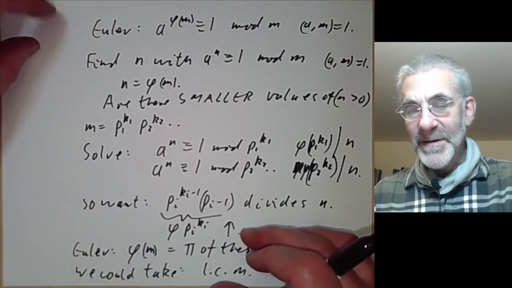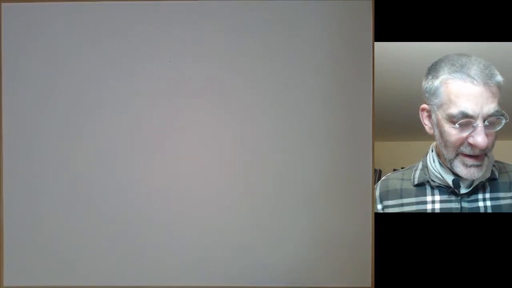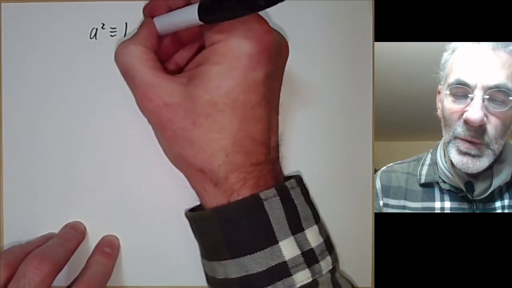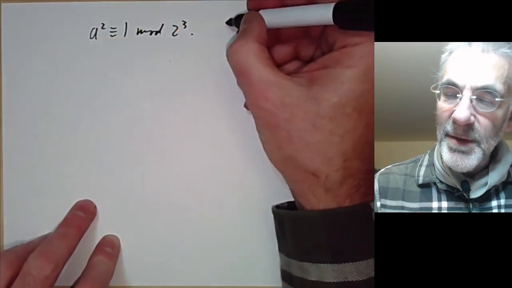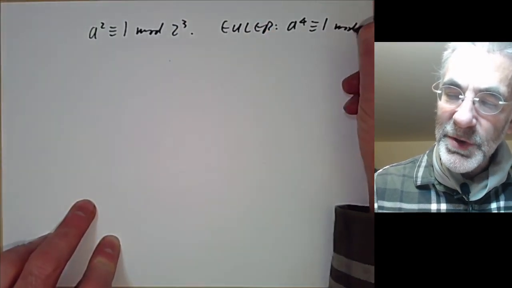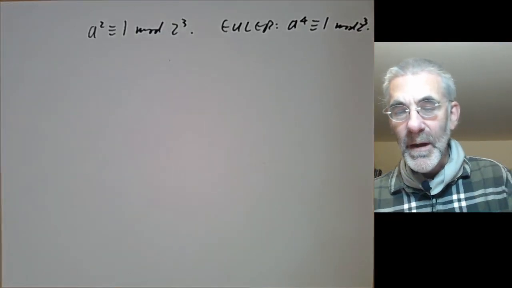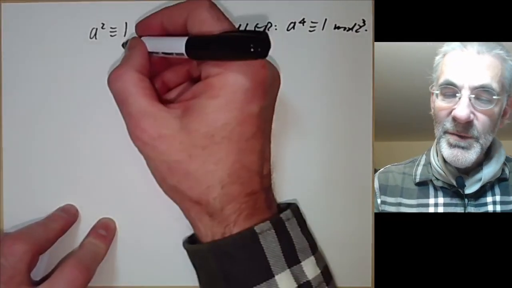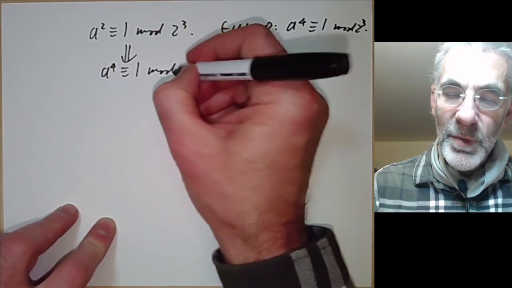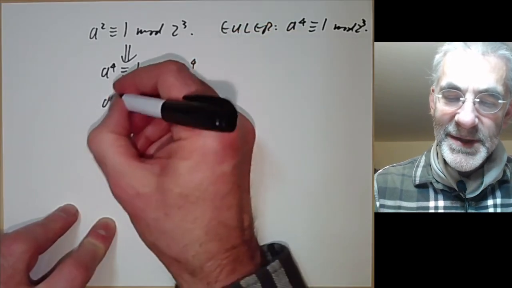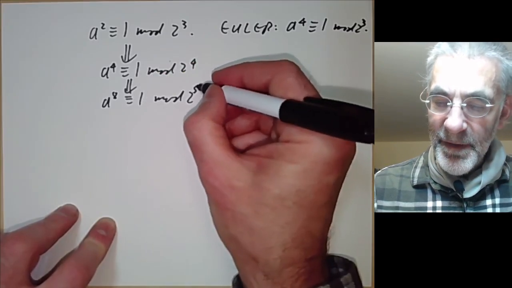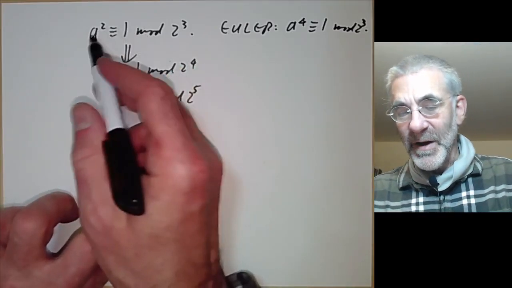We can do even better than this, because if we look at the prime 2, we know that a squared is congruent to 1 modulo 2 cubed. But Euler just says that a to the 4 is congruent to 1 modulo 2 cubed. And since a squared is congruent to 1 modulo 2 cubed, this easily implies a to the 4 is congruent to 1 modulo 2 to the 4, which implies a to the 8 is congruent to 1 modulo 2 to the 5, and so on. And you can see this just by repeatedly squaring.